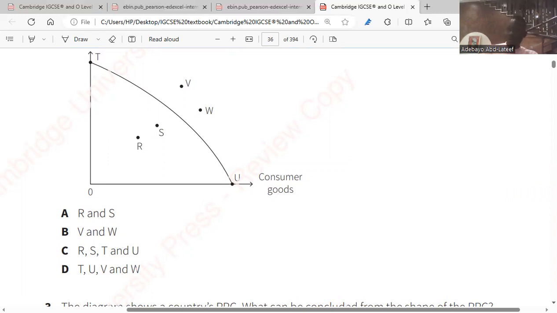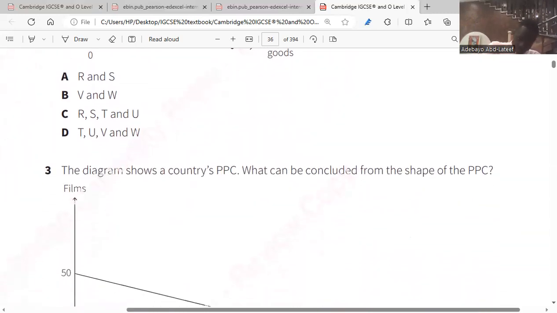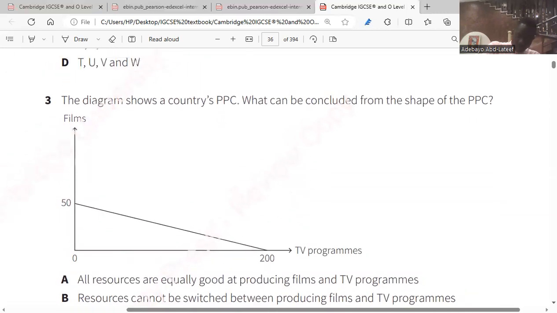If you are point R, it means you are not producing more. It is attainable. If you are in point S, it means you are still doing well, but you can do better. That means you have attained that. If you are in point T, it means you are producing more of capital goods. If you are in point U, it means you are producing more of consumer goods. So point R, S, T, U are all attainable, which is C. Clear? Yes. Question 3.